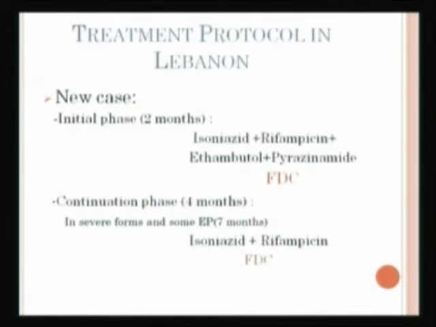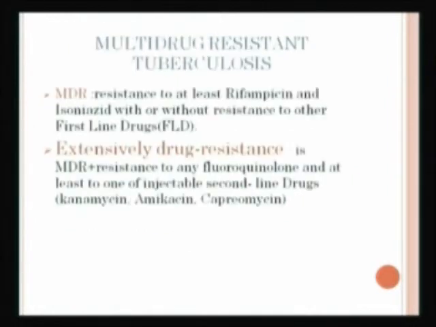How do we treat in Lebanon, which protocol do we follow. In the UK, it is for 2 months, isoniazid plus rifampicin plus ethambutol plus pyrazinamide as fixed dose combination. Continuation phase, 4 months or more, for severe 7 months, isoniazid plus rifampicin also in fixed dose combination.